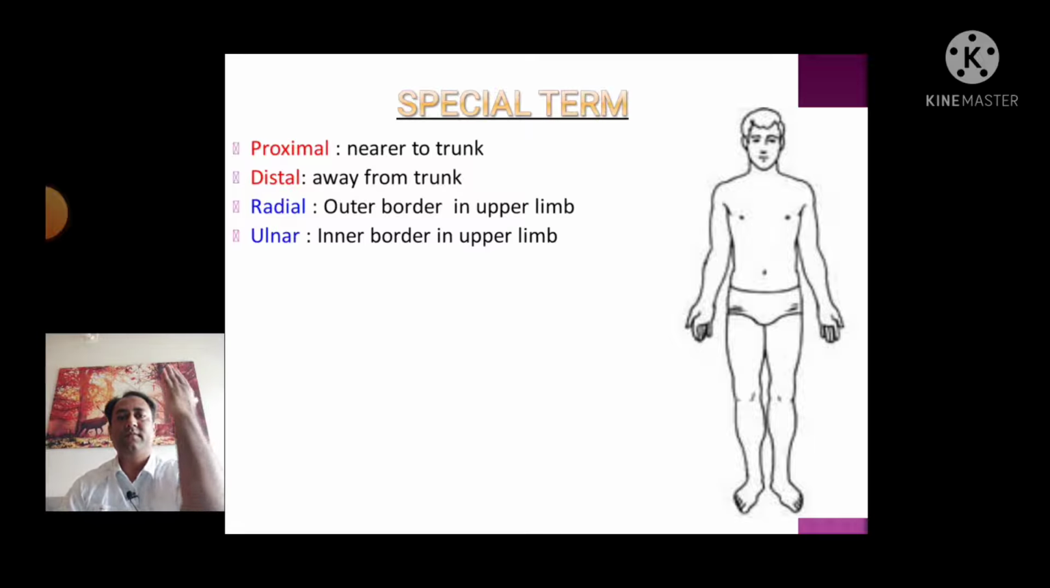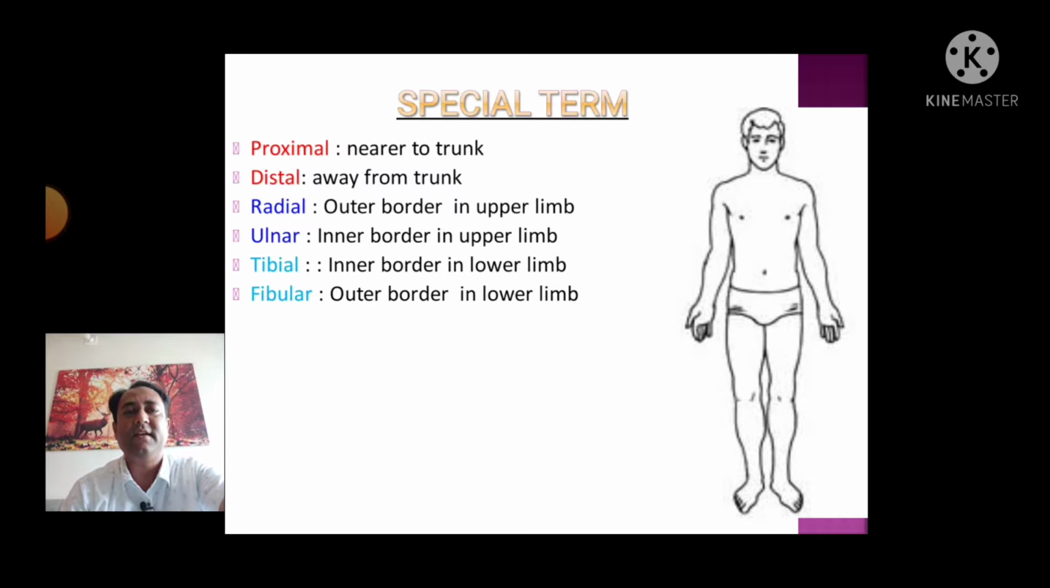If you know, this is called the forearm. It has two bones. On the outer side it is the radius and on the inner side it is the ulna. So where the radius lies, this border of the forearm is called the radial border, and this border is called the ulnar border, meaning the outer border of the upper limb and the inner border of the upper limb.